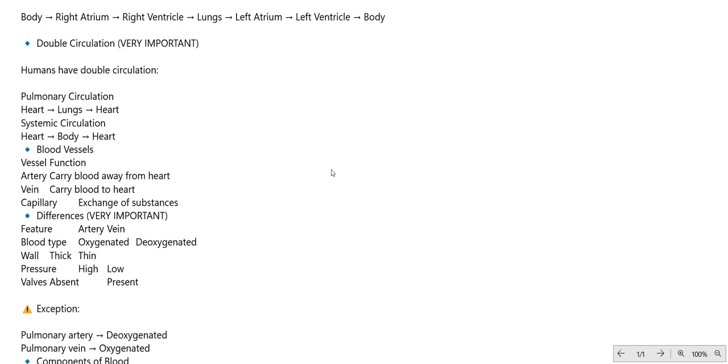So humans have double circulation. Double circulation means pulmonary circulation and your systemic circulation. Pulmonary circulation is where the blood goes from heart to lungs, then to heart, and in systemic circulation it goes from heart to body, then heart. So the blood vessels and their function: three blood vessels are there. Artery, it will carry the blood away from the heart, and vein, it will carry blood to heart, and capillary, these will be helpful in exchange of the substances.